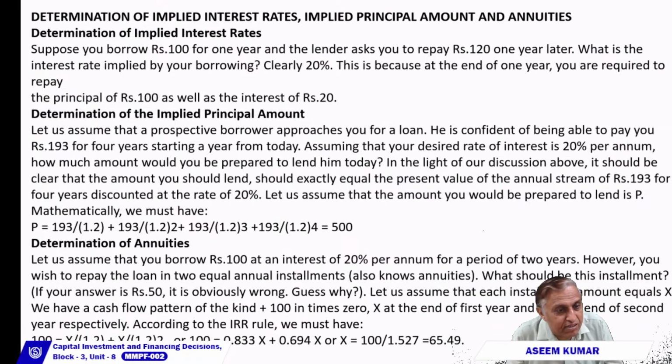Determination of annuities. Let us assume that you borrow rupees 100 at an interest of 20% per annum for a period of 2 years. However, you wish to repay the loan in 2 equal annual installments, also known as annuities. So what should be these installments? If your answer is 50, it is obviously wrong. Guess why?